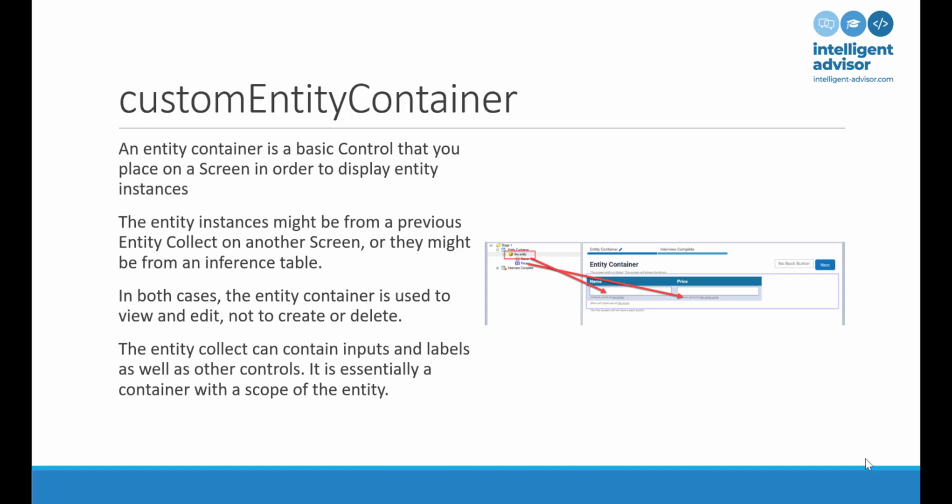The entity container can contain list drop-downs, inputs, checkboxes, labels, and other stuff. It's essentially a container, and inside the container are entity attributes. So there's a very specific scope.